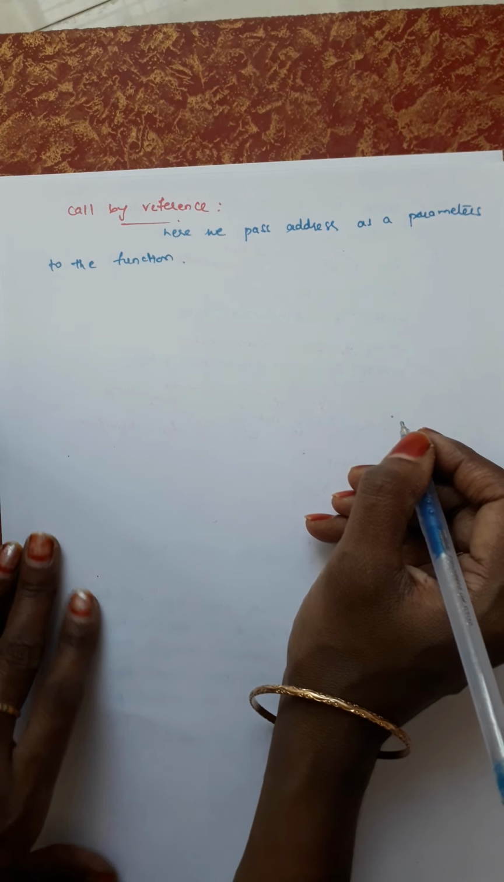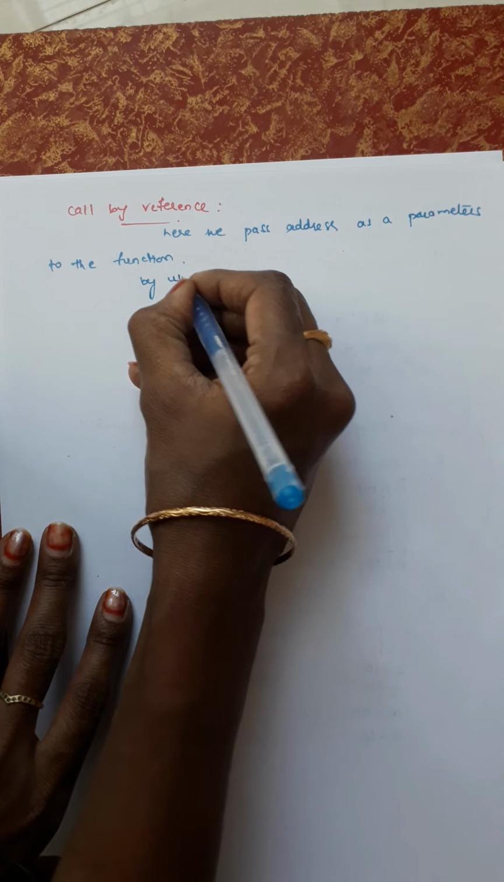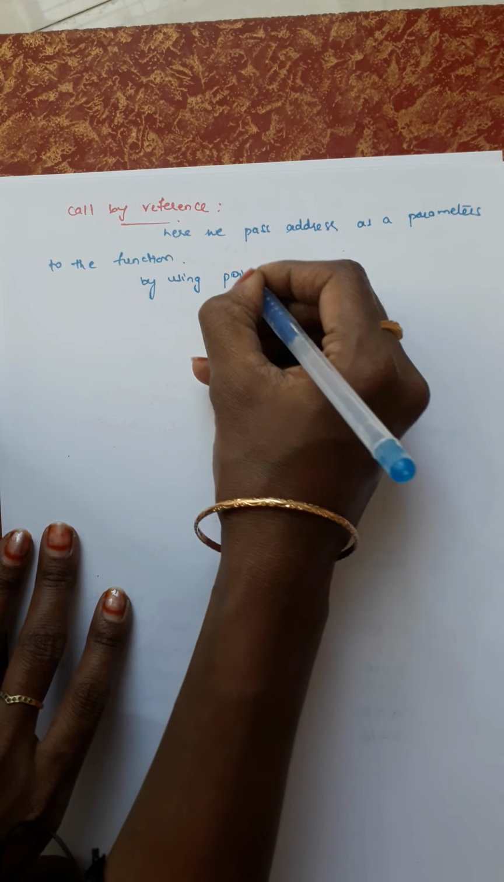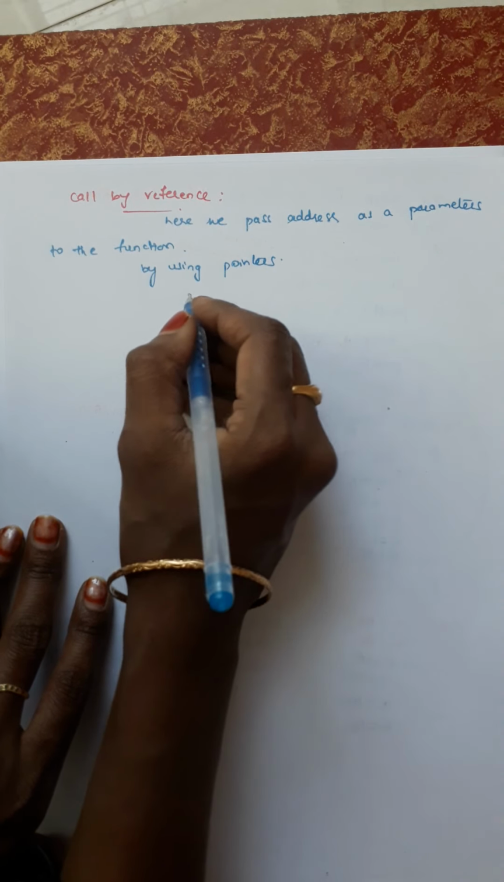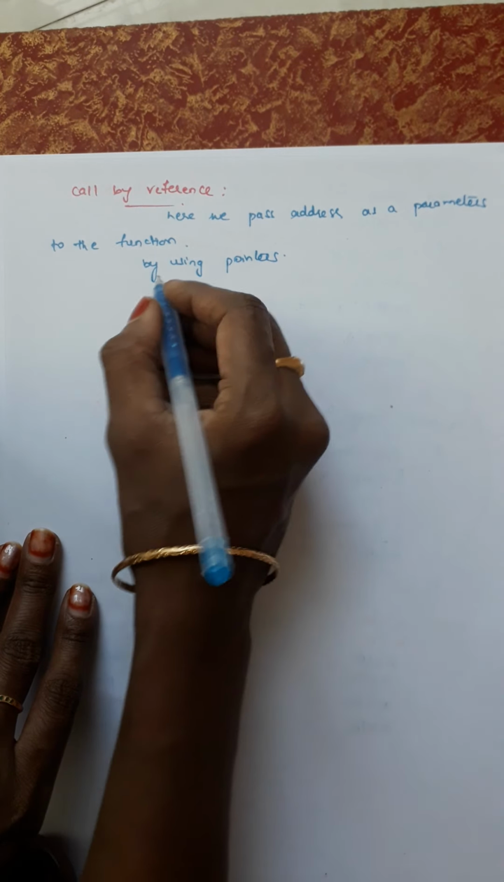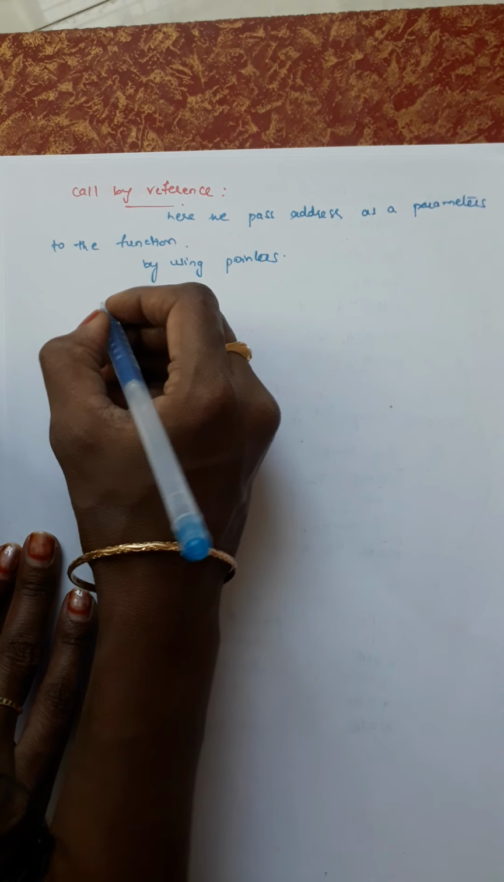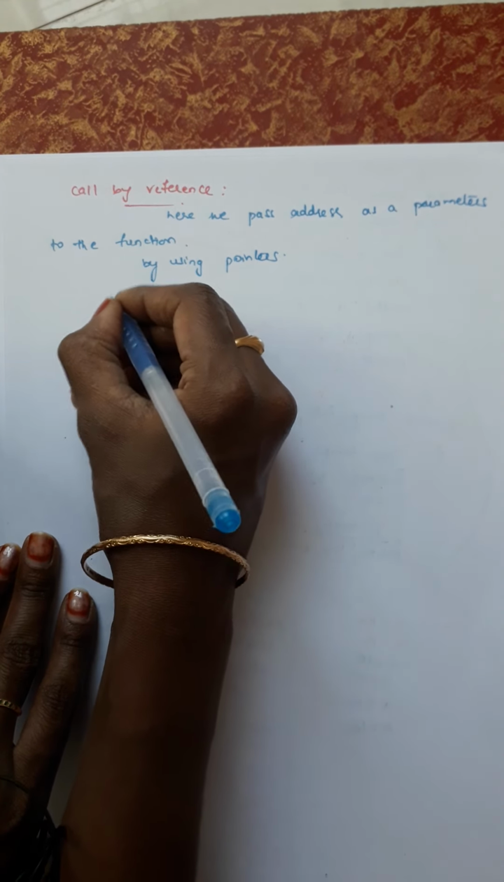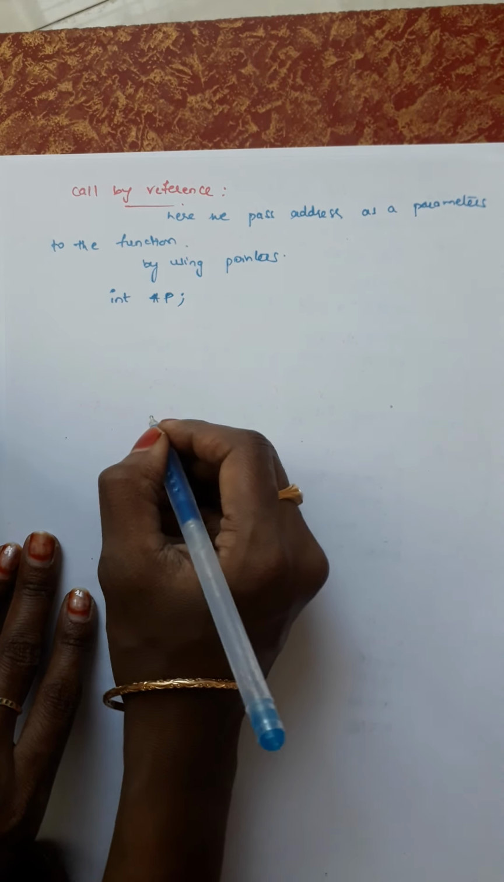Okay, so how do we refer to the address? By using pointers. We declare the variables as pointer variables, which means we are passing the address to the function. Now let us see. For pointers we declare int *p. This is the way we declare a pointer.